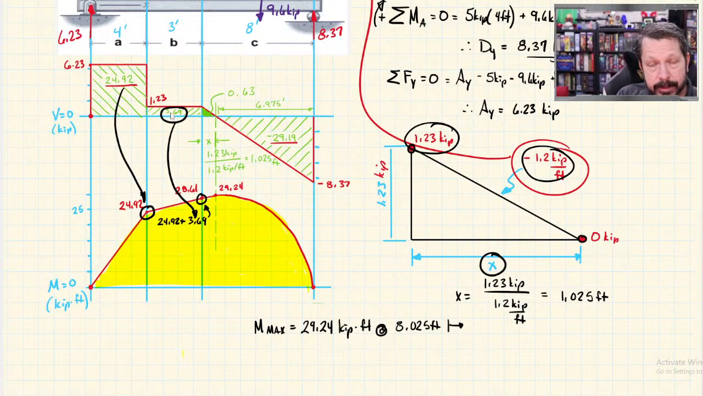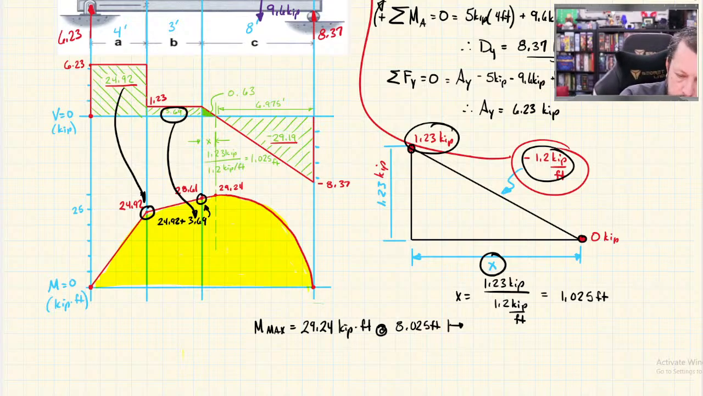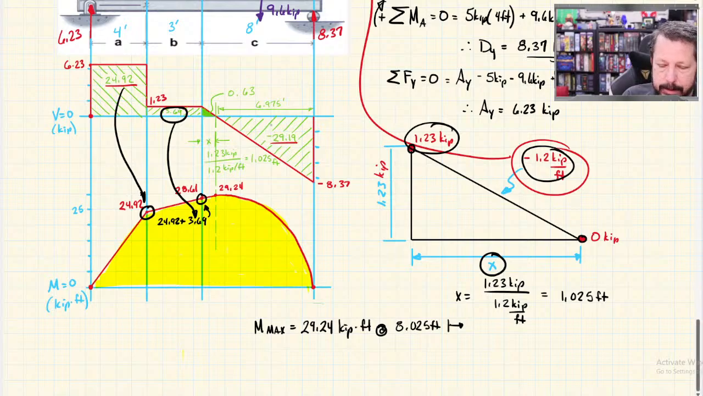I add it if the shear is positive above 0, and I subtract it if the shear is negative below the 0 axis. That's also why I put the negative sign on the one area that's negative. You don't always just have one area that's negative, but that's kind of common.